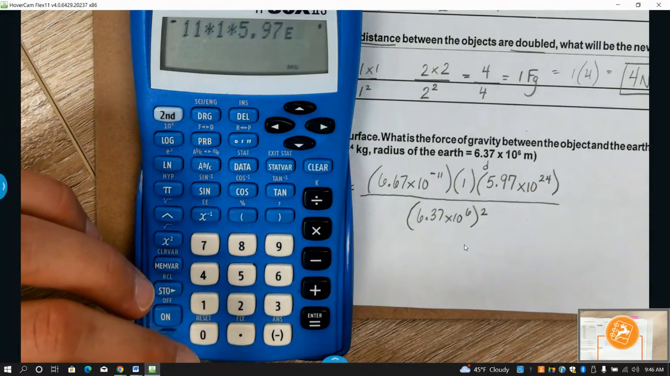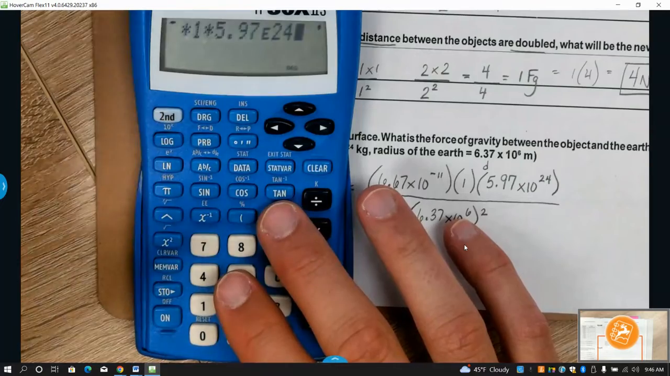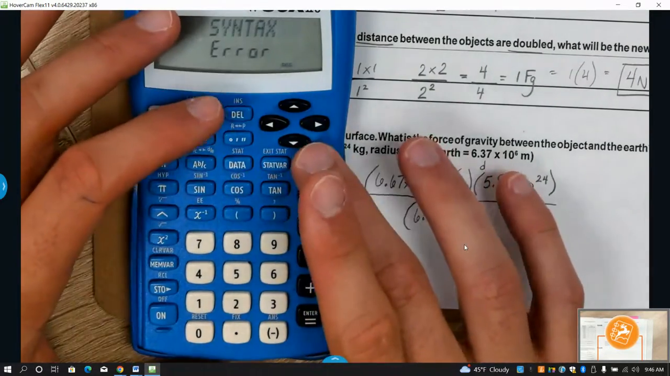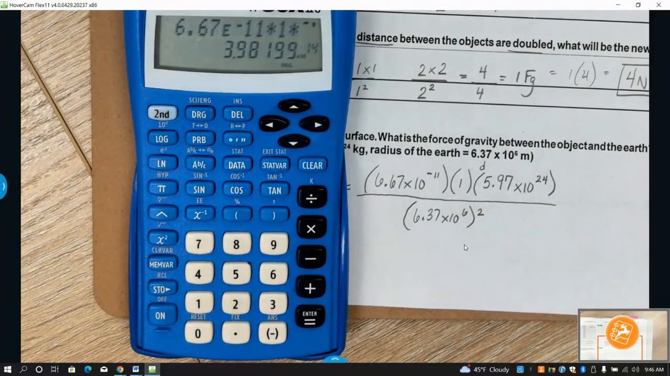And now what do I type in after E? 24, right? Good, because that is telling us what the exponent is. Yep, I didn't need that parenthesis. So when you hit equals, everyone should get that value for the top.